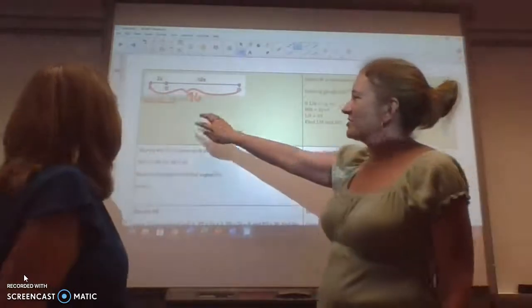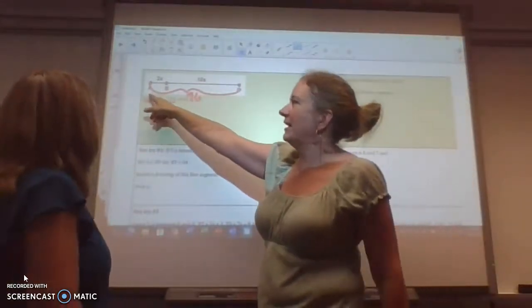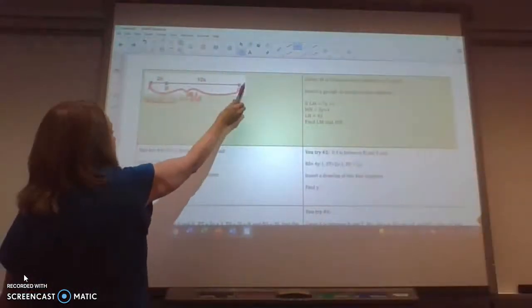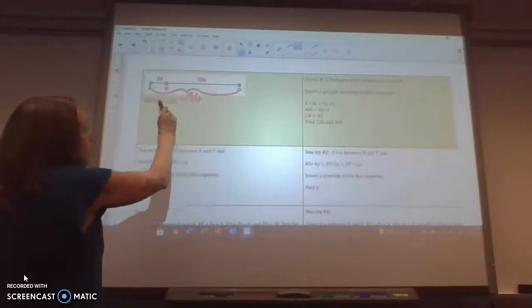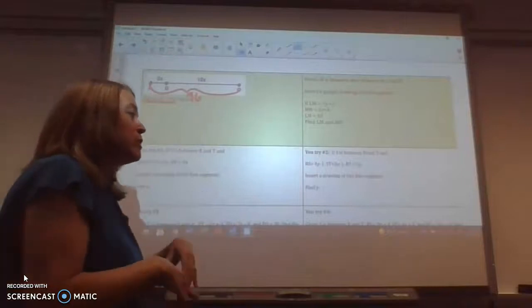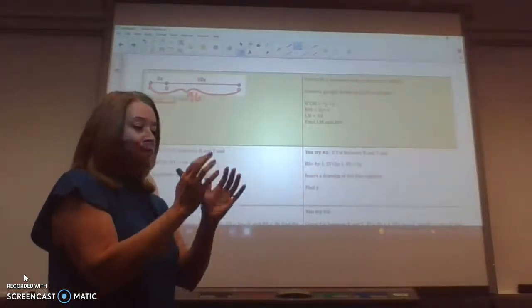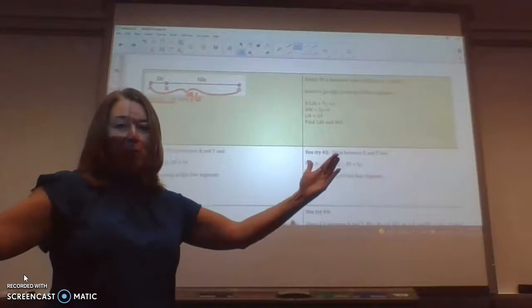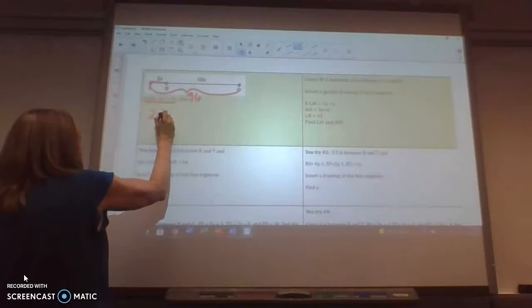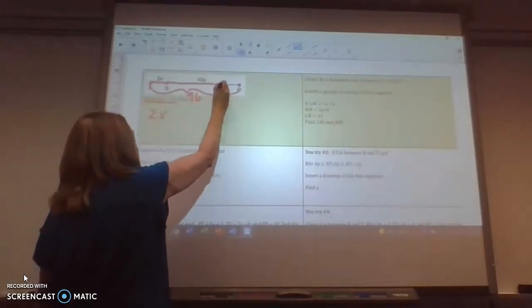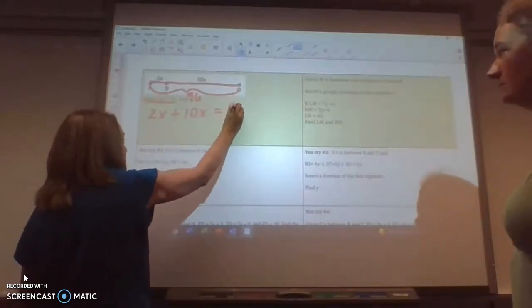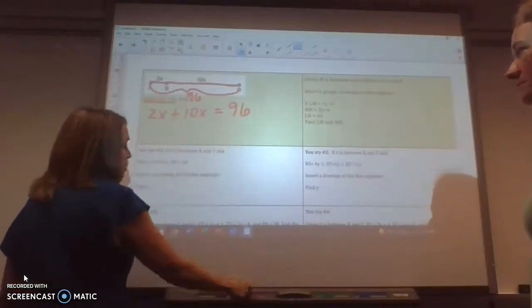I'm good at it. So it's called AC because this is point A and this is point C, and it means everything in between, the distance from A to C. And we know the whole thing is 96 because they told us that, okay? We also know from what we just discussed that every piece added together equals the whole piece. So we have this little piece, 2x, and this little bit larger piece, 10x, add them together, and they equal the big piece. That's our equation that we're going to set up.